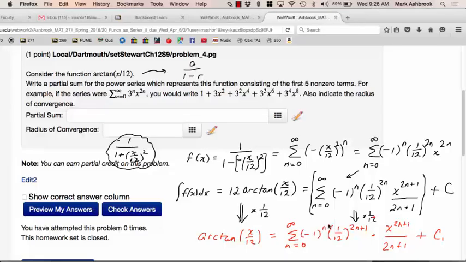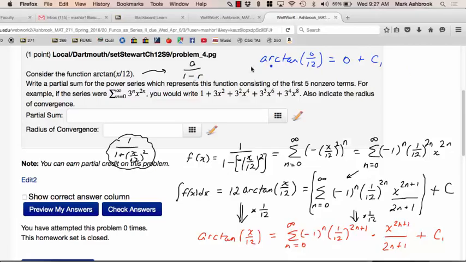Okay, so to find the constant, we can do it when x equals 0. If we plug in x equals 0, or any value, but 0 makes it easy, do that up here, in blue. When x equals 0, all the terms are 0, right? Because when x equals 0, this is all just 0. It's going to be 0 plus C1. And what is the arctan of 0?